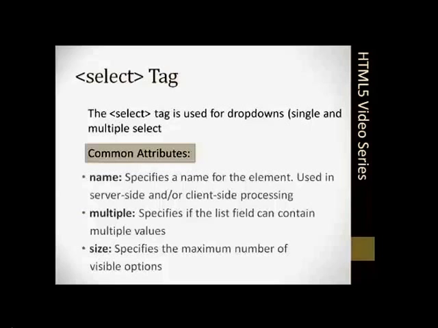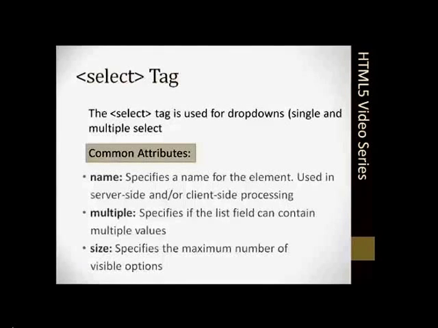And if you want it to be the kind of drop-down where you can actually select more than one, then you would have the multiple attribute. And it also has the size attribute, which would specify the maximum of visible options. This would probably be used on the multiple type of drop-down, if they only wanted you to pick maybe 2 out of the 5 options or something like that. So that's the select tag.